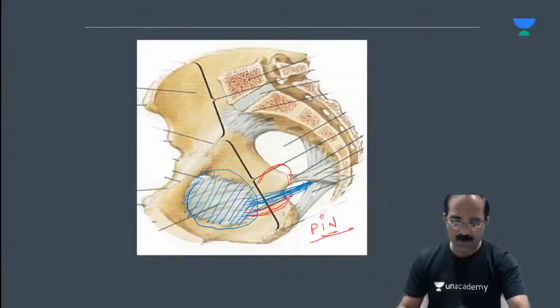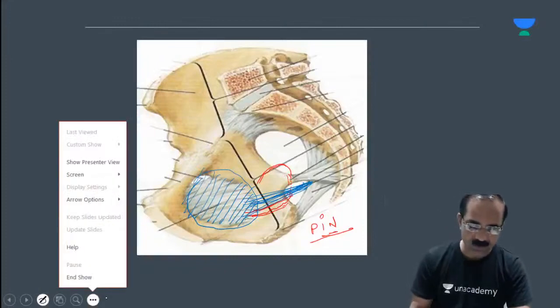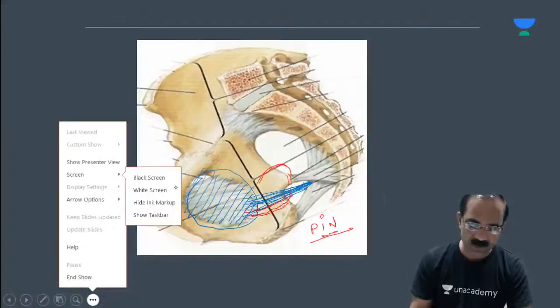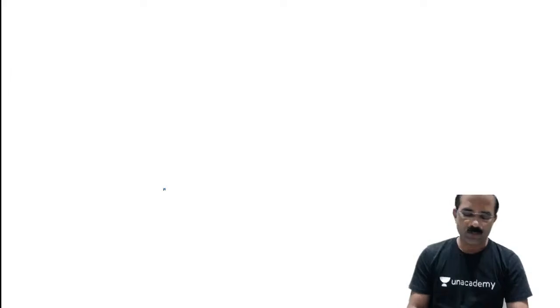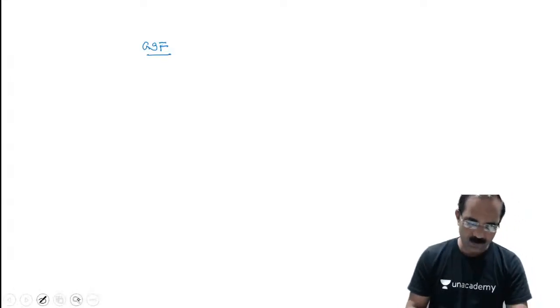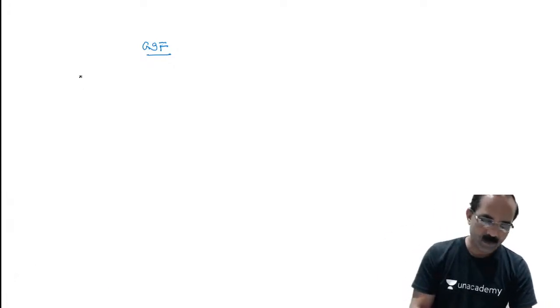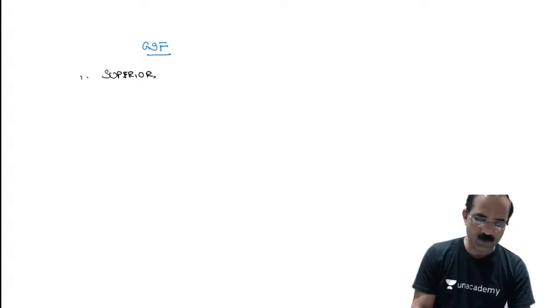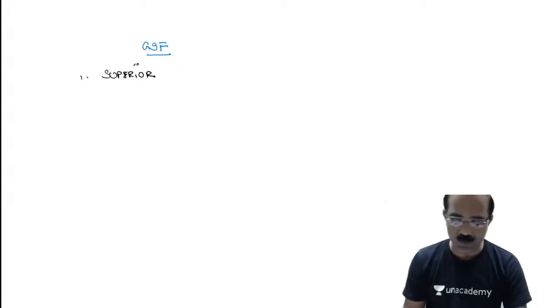Okay, I'll just mention this, but just write this down so it will be clear for you to understand. Yes, let's write it down. So what are the structures which are getting out through the greater sciatic foramen? Let us just jot this down. This is very important, students. This is extremely important. This you have to know.